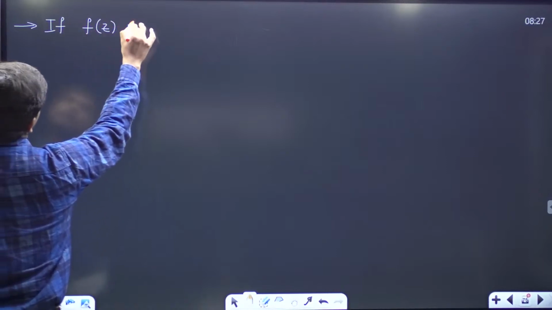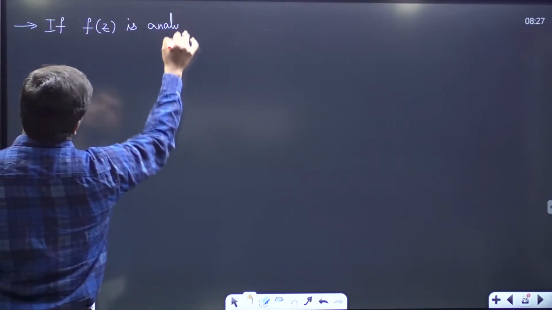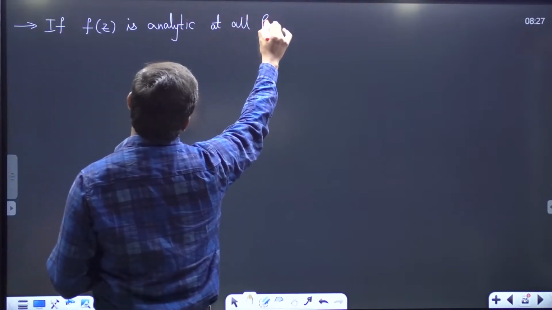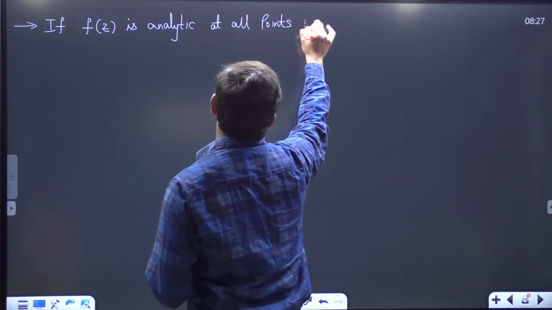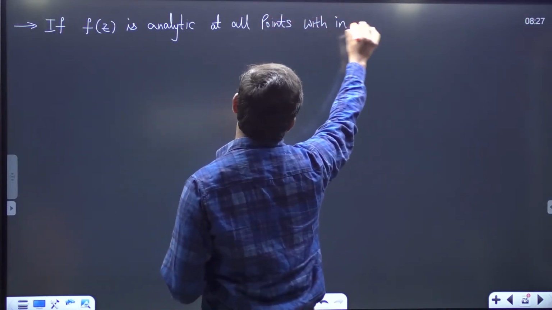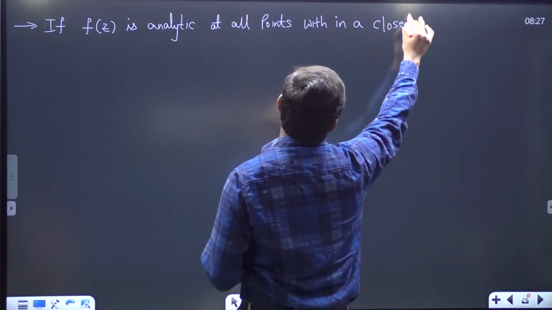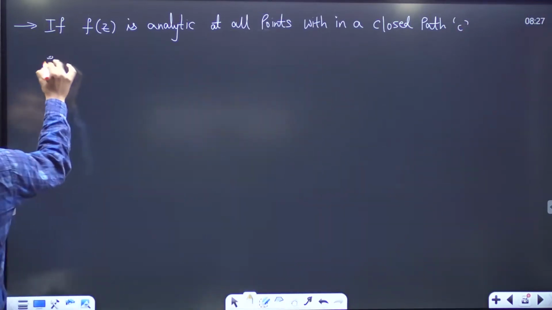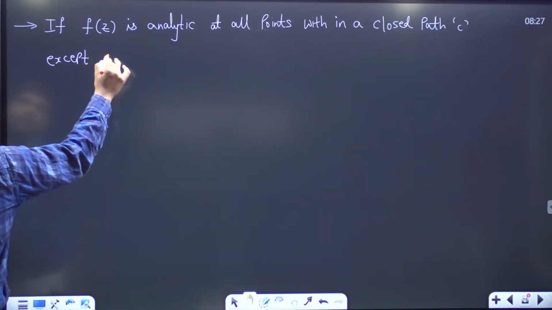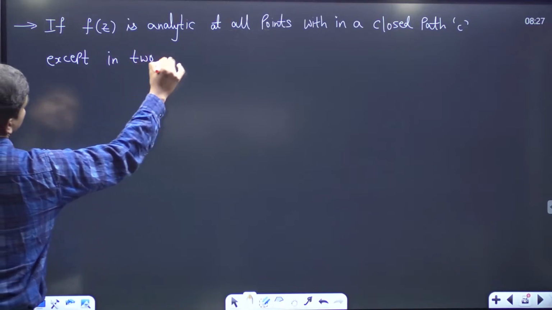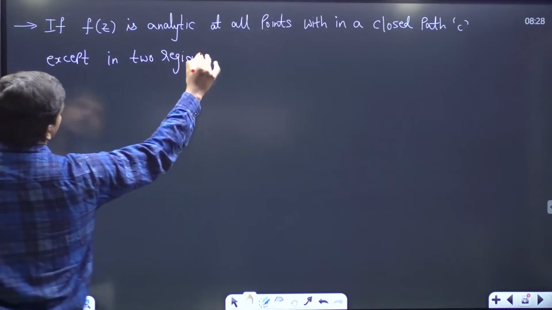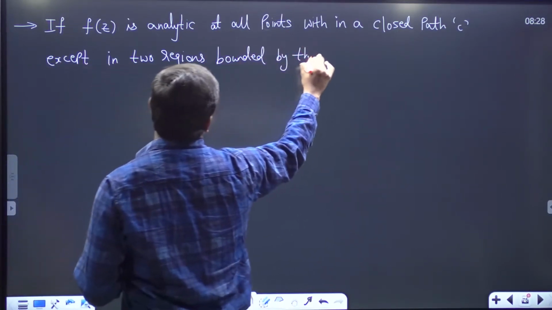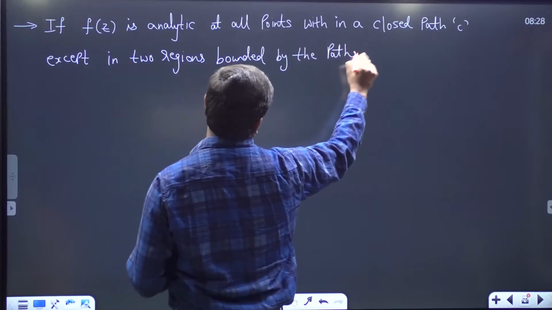If f of z is analytic at all points within a closed path C, except in two regions bounded by the paths C1 and C2.